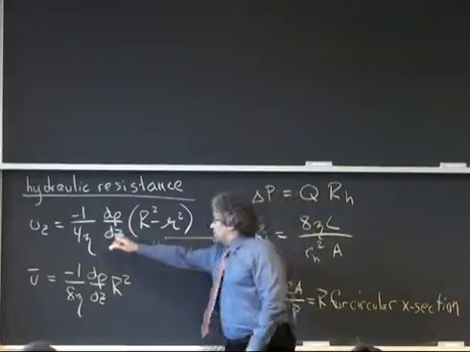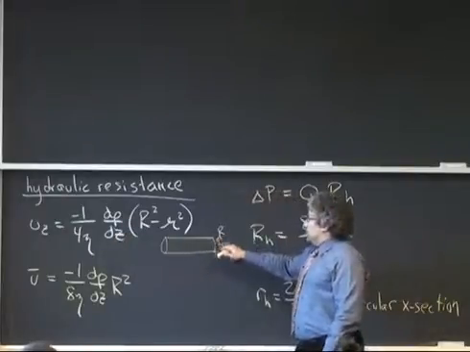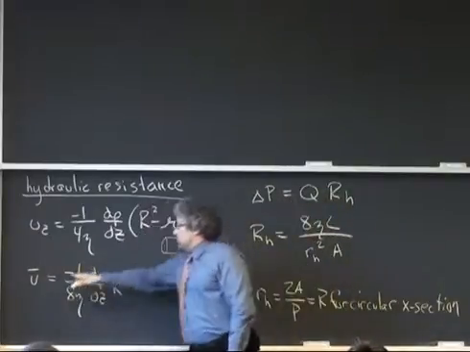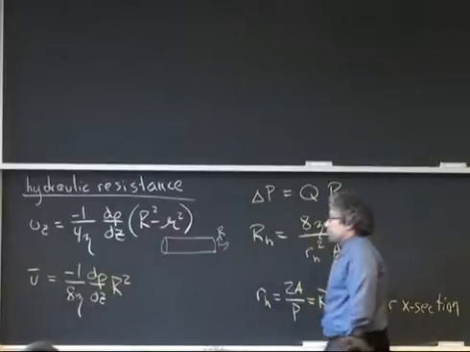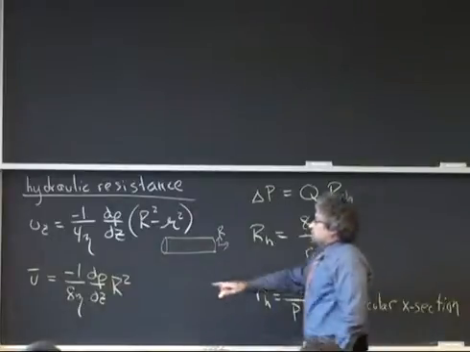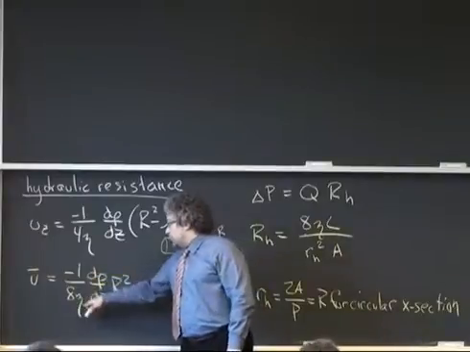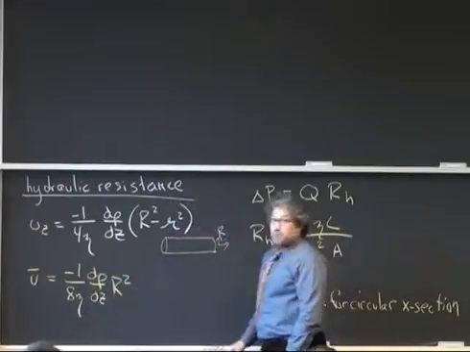Now if we integrated this expression from 0 to capital R, we came up with a mean velocity field, with the mean now denoted with this overbar. And it turns out that that mean is actually exactly 1/2 of the maximum velocity in this flow. It's given by -1/8 eta times dp/dz times R squared.